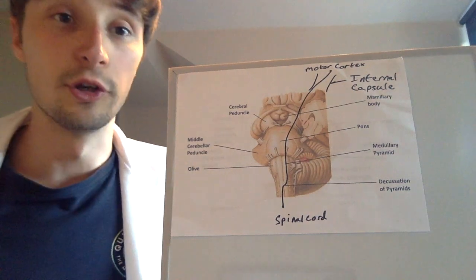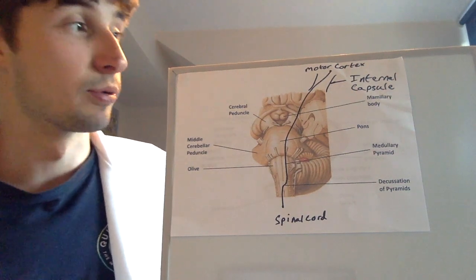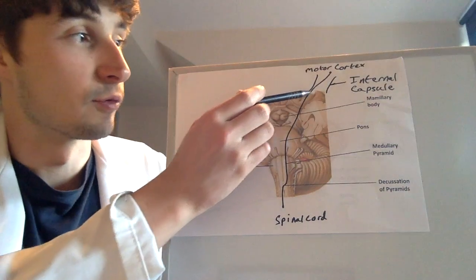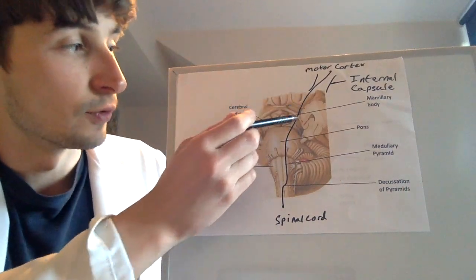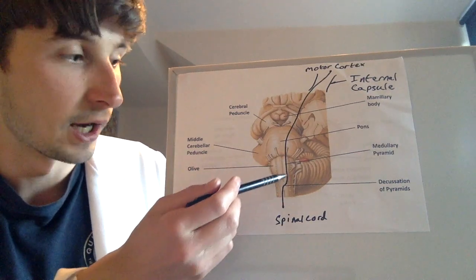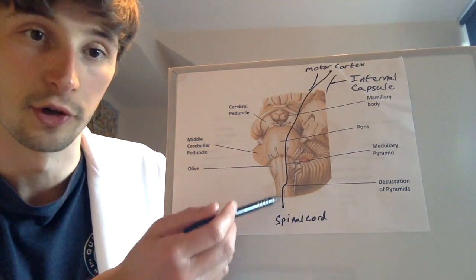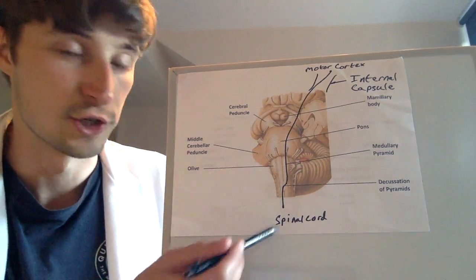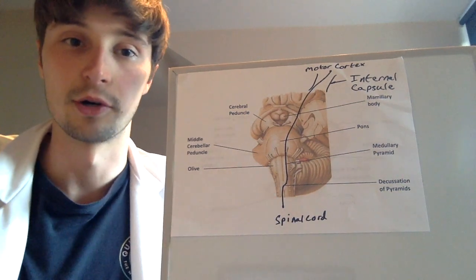So if we have a look at the overall structure of the pyramidal tracts, they'll start off in the motor cortex, come down from the internal capsule, come through the cerebral peduncles, down through the pyramids on the medulla, and then 85% of the corticospinal tracts will cross over at this decussation and carry on down the spinal cord.